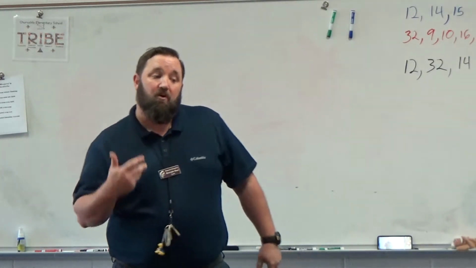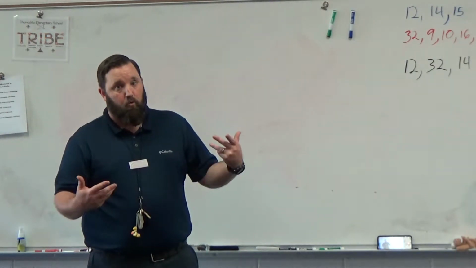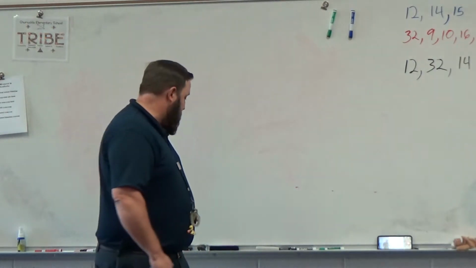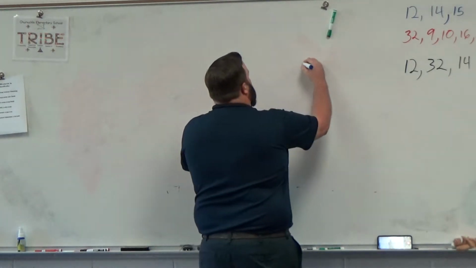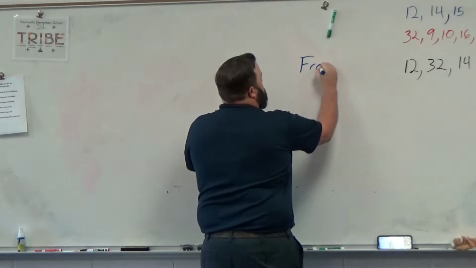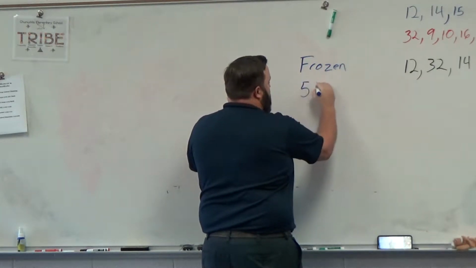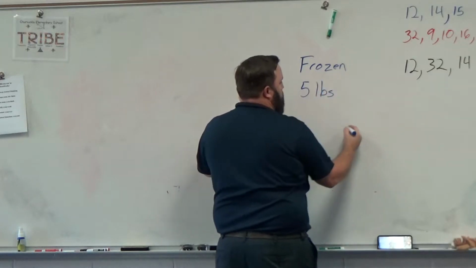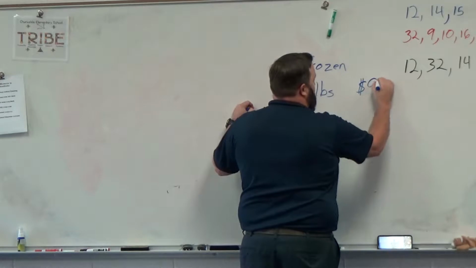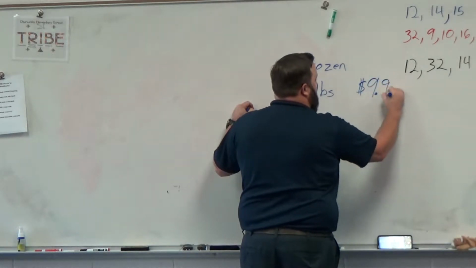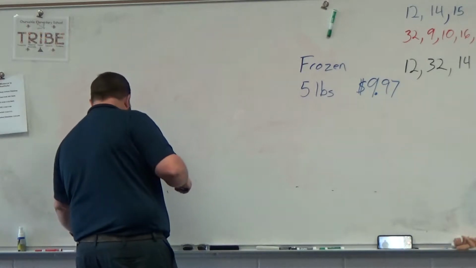Now that we've watched that, let's talk about whether the fresh or the frozen chicken was the better deal. For the frozen chicken, I got 5 pounds, and the price was $9.97. That's how much it was for the frozen chicken.